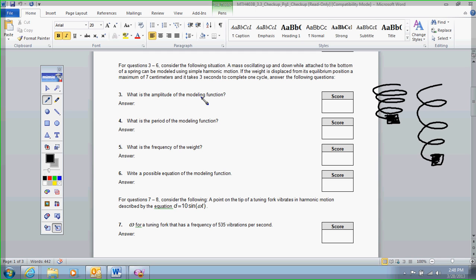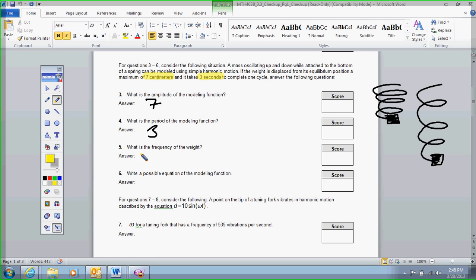What is the amplitude of the modeling function? Well, that's going to be 7. The amplitude is going to be the maximum displacement right there. Number 4, what is the period of the function? The period is going to be 3 seconds. That is going to be the time that it takes to go through one cycle. 3 seconds, okay? One cycle. Those are pretty easy. Amplitude is going to be that maximum displacement, and the period is going to be how long does it take to complete one cycle.